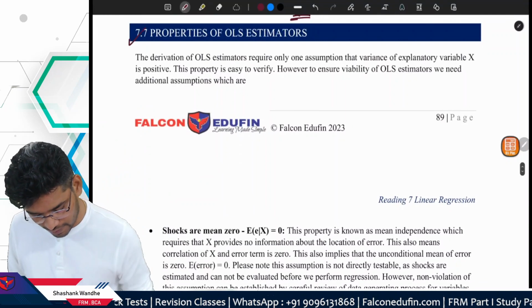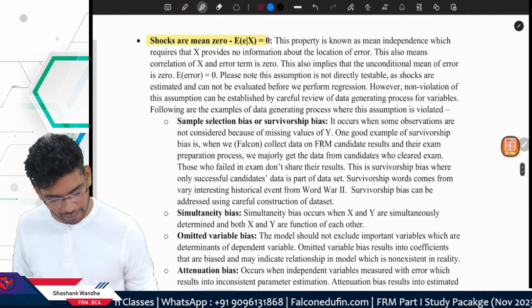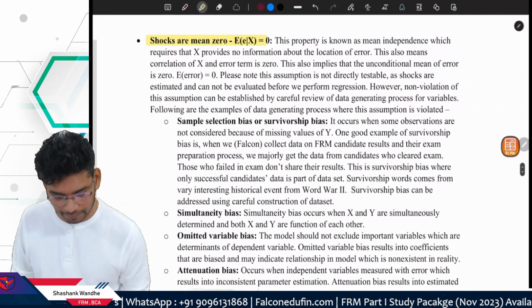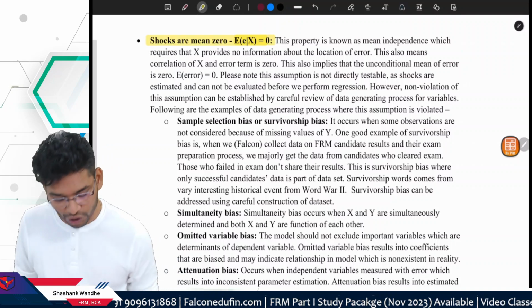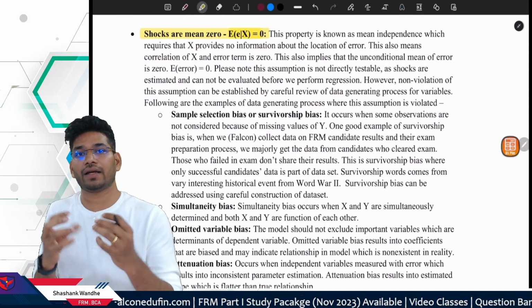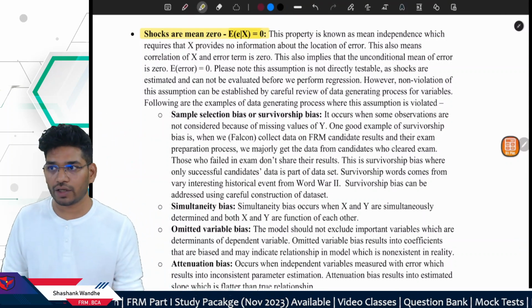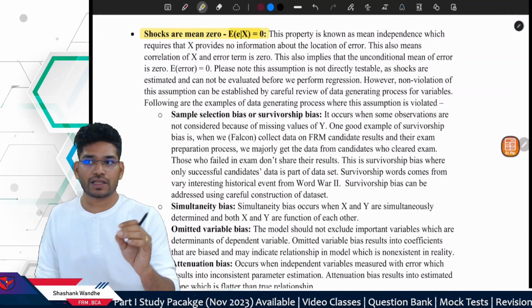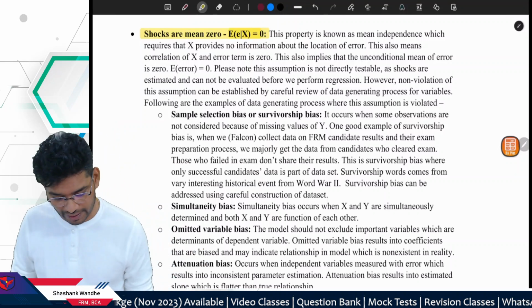Now, properties of the OLS estimator. First of all, shocks are mean 0. You have to remember and understand this. Shocks are mean 0 means, conditional upon x, if you take the mean of the error term conditional upon x, you will get 0. This particular property is very important from the exam perspective.